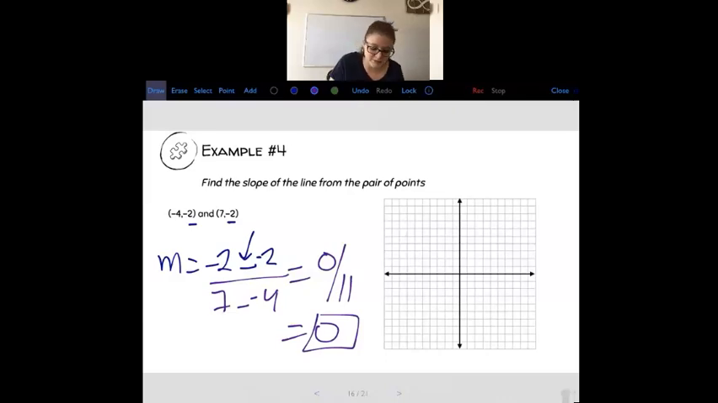So let's plot the 2 points to take a look at this line. So -4, -2. So -4 on the x, down 2. And then 7, 2, 1, 2, 3, 4, 5, 6, 7, -2. And if we connect the 2 points, we have just a flat line.